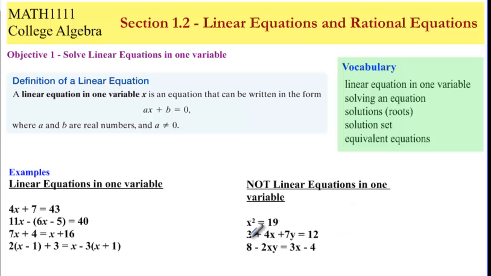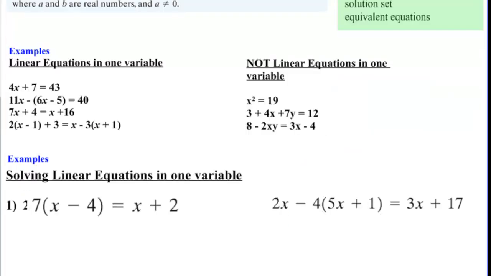Okay, so the 3 plus 4x plus 7y is 12. Why is that not a linear equation in one variable? Yeah, there's two variables, right? You got that y. All right, what about here? The 8 minus 2xy equals 3x minus 4. Yeah, still two variables. Even though the x, y is together, it's still two variables.